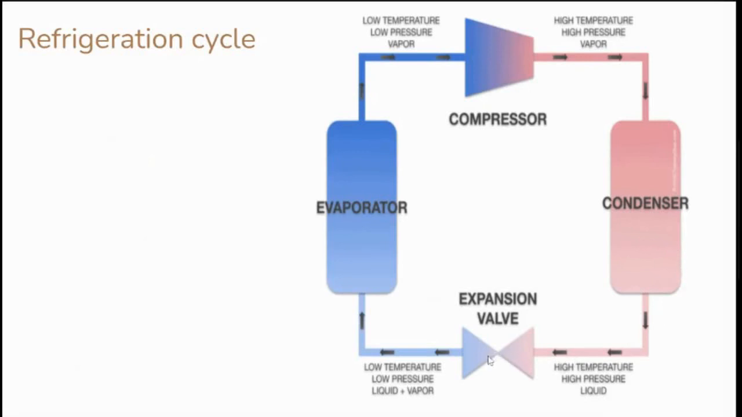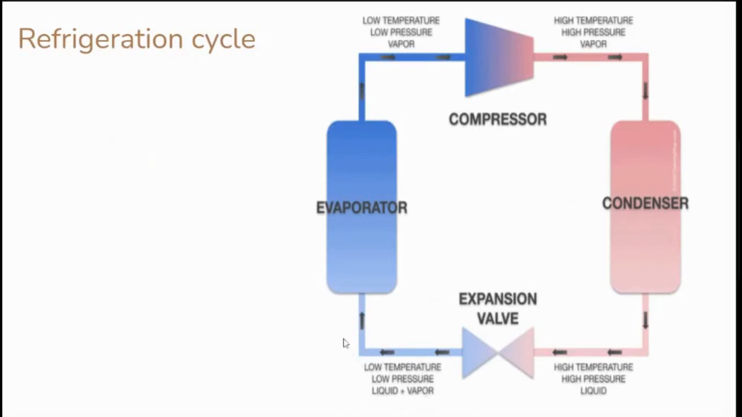In the expansion valve, which is usually a narrow orifice, the liquid at high temperature, high pressure undergoes throttling. So when the liquid is allowed to expand through a narrow orifice, there is cooling and the liquid becomes a low temperature, low pressure liquid plus vapor. That is, it is called wet vapor.